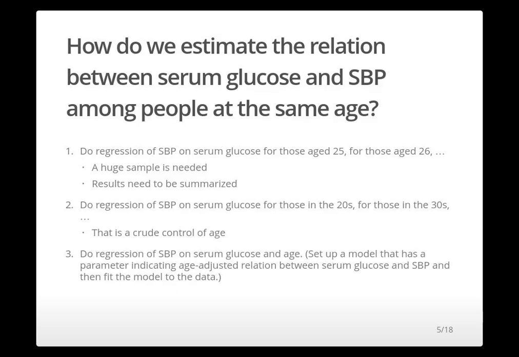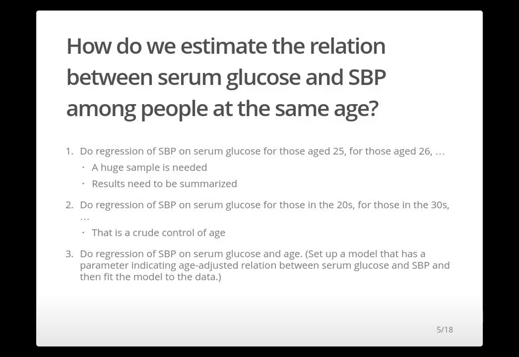There are several ways to estimate the relation between systolic blood pressure and serum glucose among people at the same age. First, we can do regression of systolic blood pressure on serum glucose for those aged 25, for example, and the same regression analysis again for those aged 26, and then another for those aged 27, and so on. But in this way, we will have to do many regression analyses. So we need a huge sample.